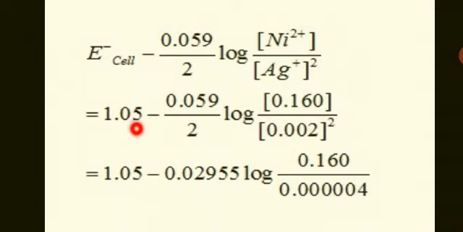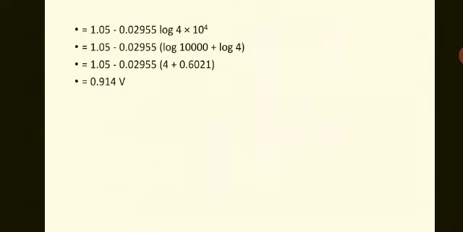So 1.05 is given to you, minus 0.059 upon 2 log of 0.106 divided by 0.002 to the power 2. If we simplify this, we get 1.05 minus 0.02955 log of 4 into 10 raised to the power 4. So finally it becomes 1.05 minus 0.02955 times log 10,000 plus log 4.